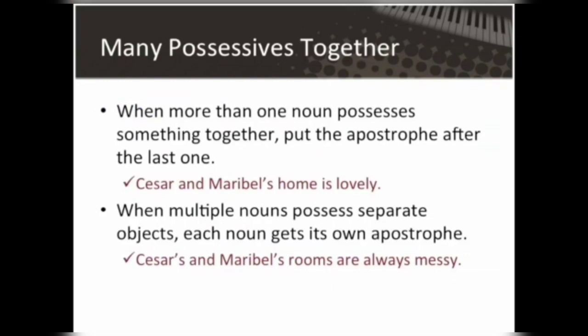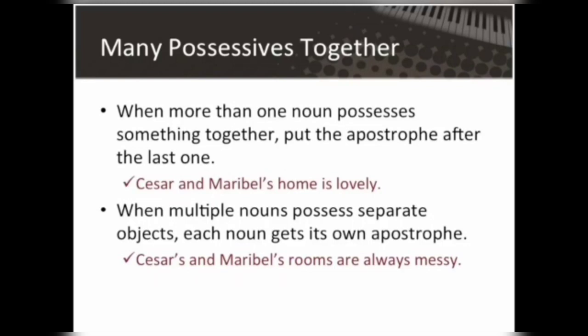Many possessives together. Number 1. When more than one noun possesses something together, put the apostrophe after the last one. Like Caesar and Maribel's home is lovely. Number 2. When multiple nouns possess separate objects, each noun gets its own apostrophe.